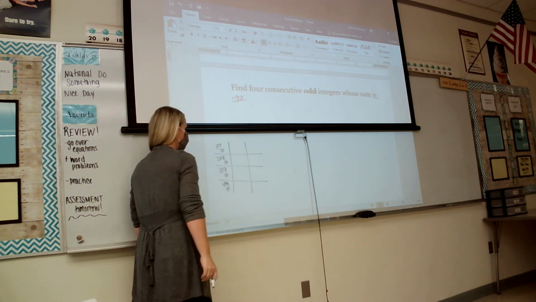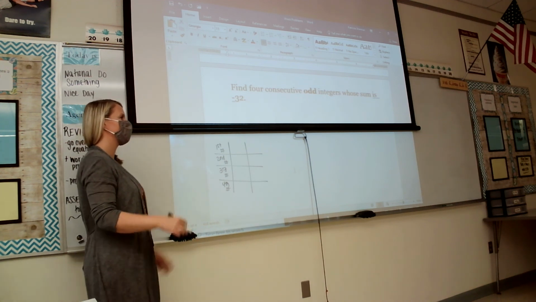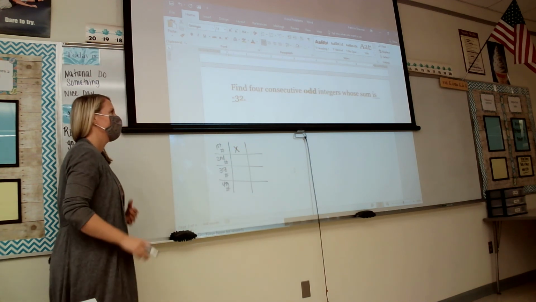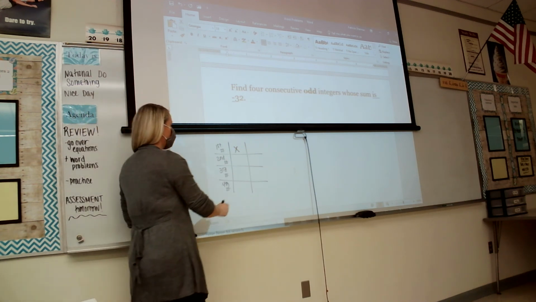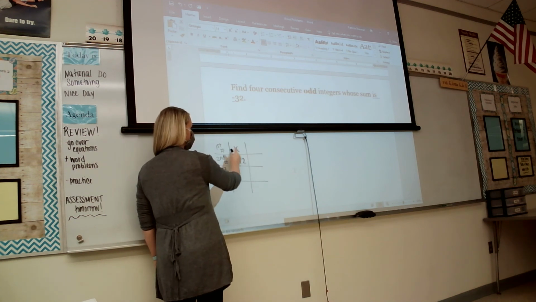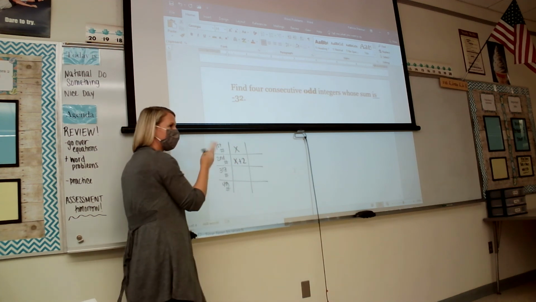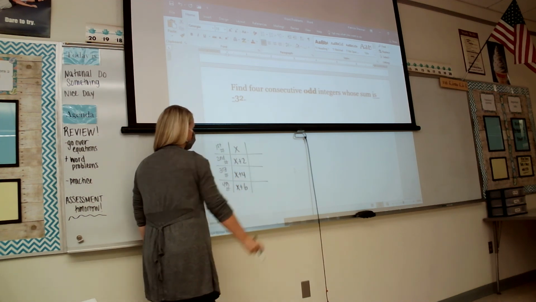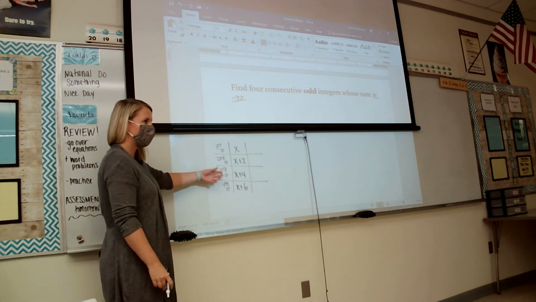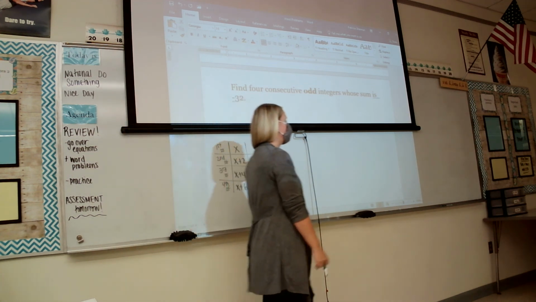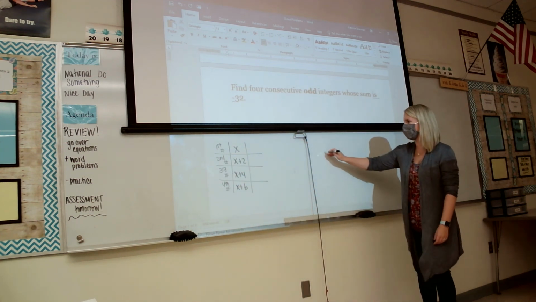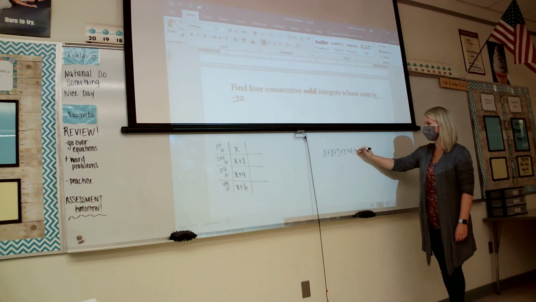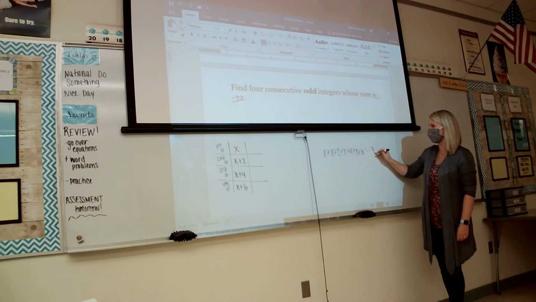For any of these, whether it says consecutive integers, consecutive even, or consecutive odd, your first number is always just x. And then if it says consecutive odd or even, the next one is x plus 2, because if this was an odd number, the next odd number, you'd have to skip the even, so you'd have to add 2. Then x plus 4, and then x plus 6. Sometimes it will only say 3, so you don't need that extra row. And if I said, what is the equation of this? You would say x plus 2 plus x plus 4 plus x plus 6 equals negative 32.